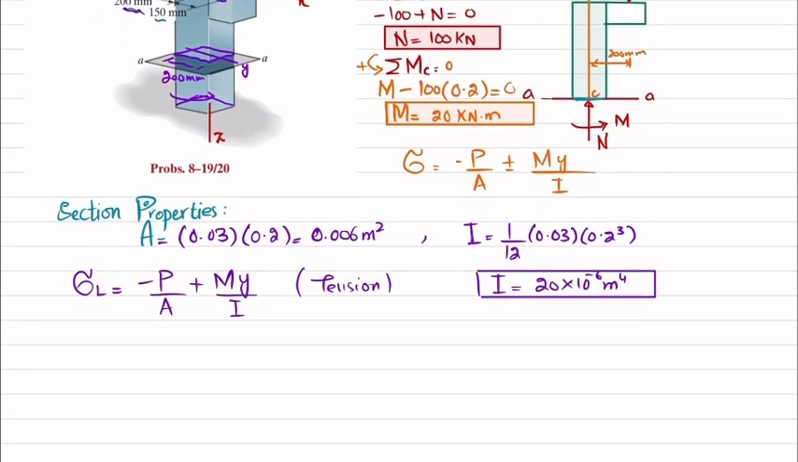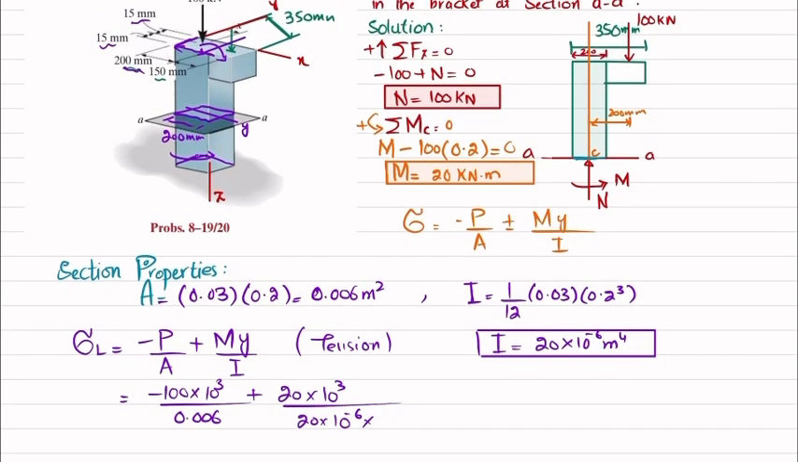Okay, put the values. Sigma L is equal to P over A plus M c over I. P is 100 kilonewton, so 100 into 10 raised to power 3 divided by area, which is 0.006, plus moment, which is 20 kilonewton, so 20 into 10 raised to power 3 divided by I, which is 20 into 10 raised to power minus 6, and what about C? C is the distance from the neutral axis. So this was your neutral axis, and till this distance is your C, which is 100 millimeter, and this 100 millimeter is actually 0.1 meter, which is sigma L.